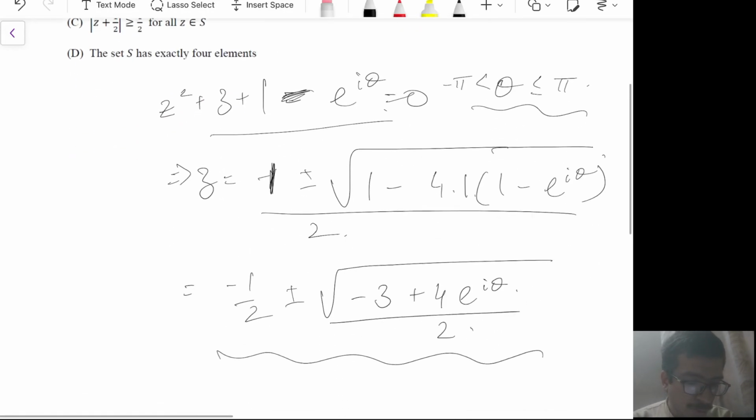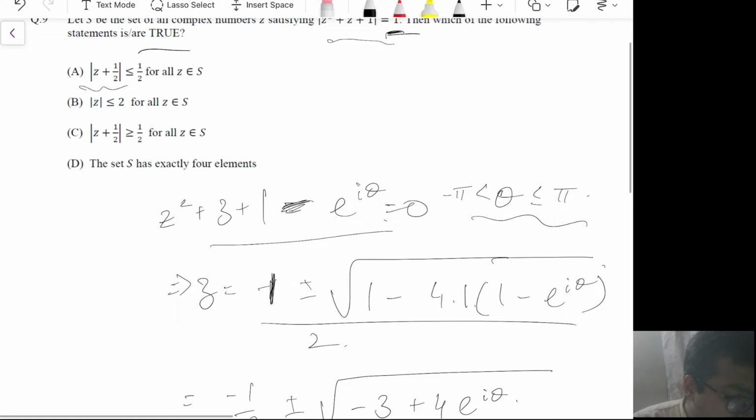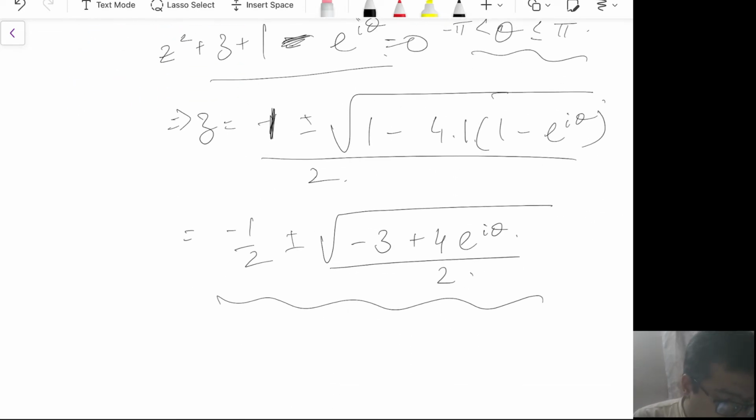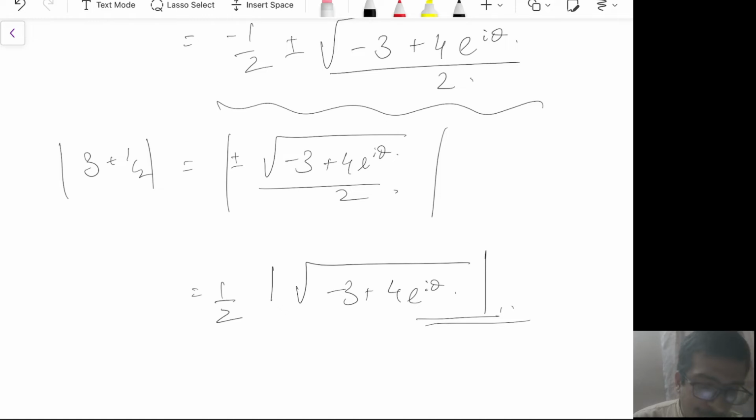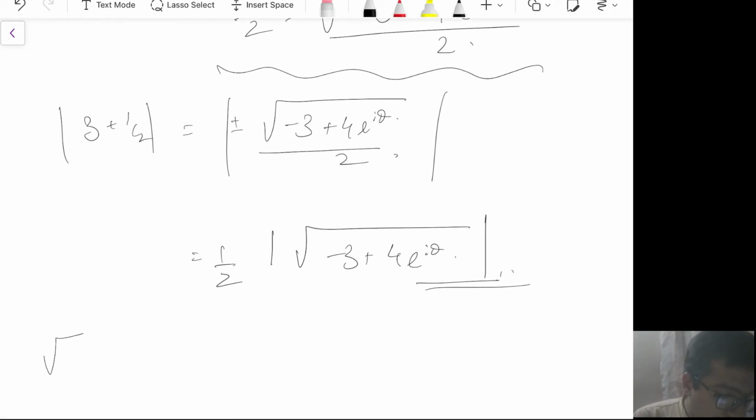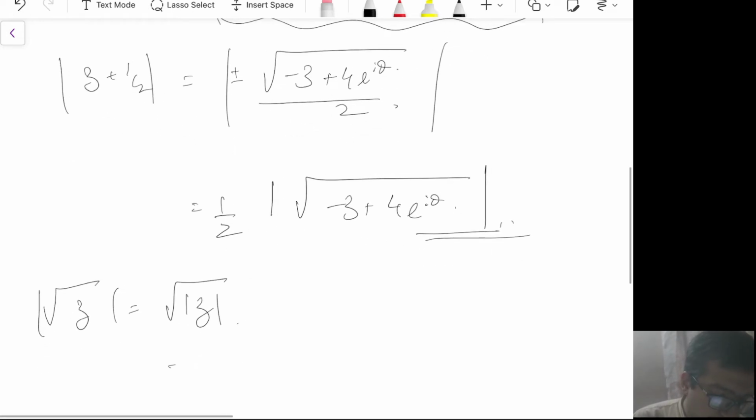Firstly, let's see what we can say about the mod of z plus half. Z plus half is going to be plus minus half of the square root of minus 3 plus 4 e to the power iota theta, so its mod is going to be half of the mod of the square root of minus 3 plus 4 e to the power iota theta. And we know that the mod of root z is the square root of mod z, so here we can take the mod inside the square root.